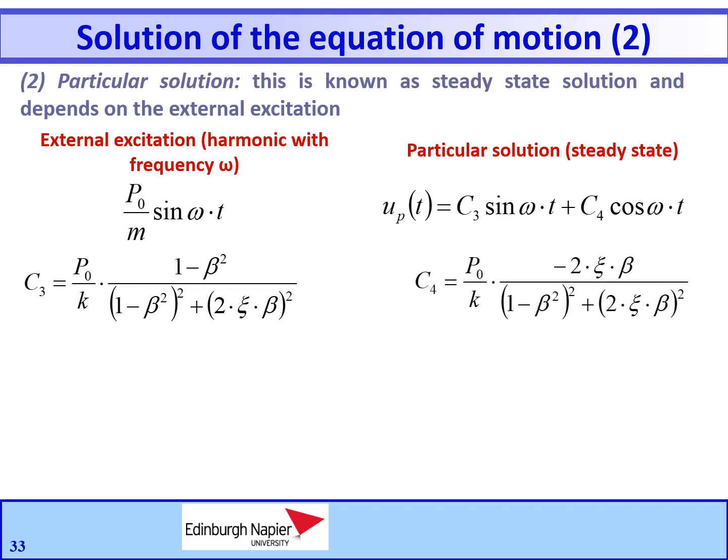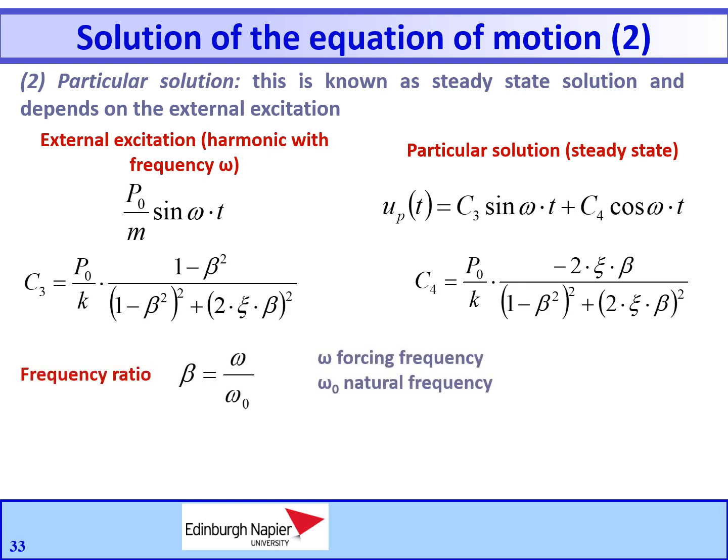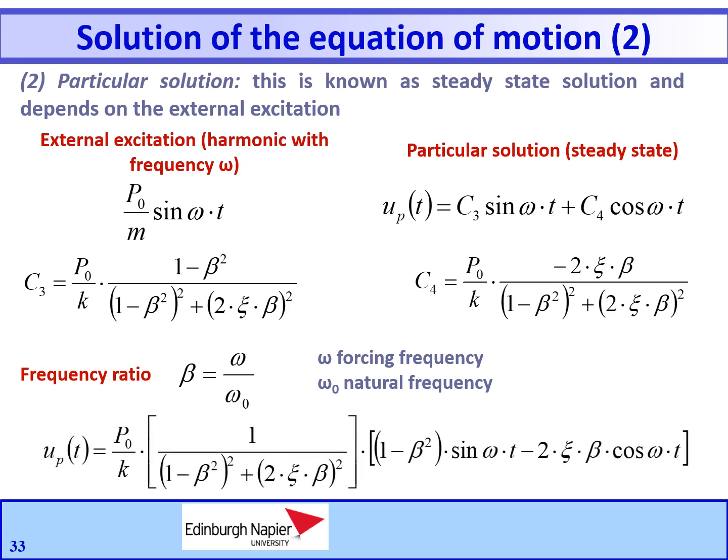The general form of the particular solution is a function of constants C3 and C4 that can be expressed as a function of the frequency ratio β, that is the ratio between the forcing frequency and the natural frequency. The full solution contains two distinct vibration components, the forced vibration for excitation frequency omega, the solution of which you can see here as UP, and the free vibration that we discussed previously.